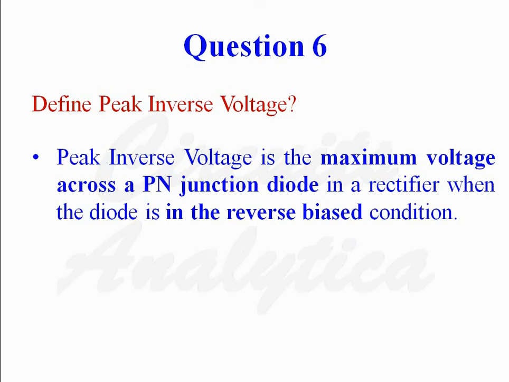Define peak inverse voltage. Peak inverse voltage is the maximum voltage across a p-n junction diode in a rectifier when the p-n junction diode is in the reverse biased condition.